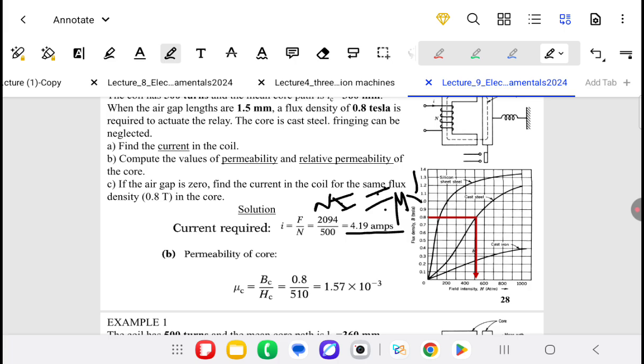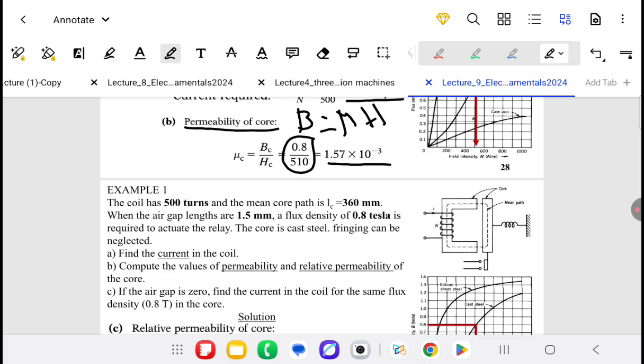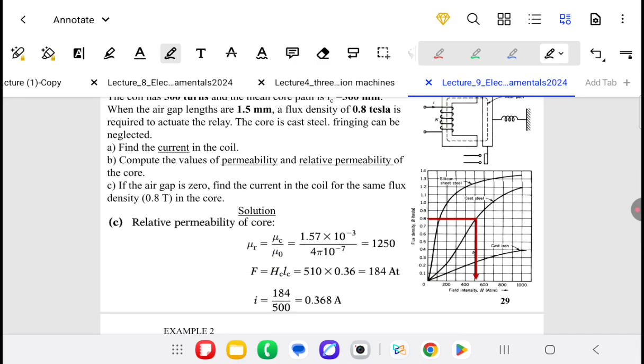The second requirement is the permeability of the core. We have B equals mu times H. We have B and H here, so we can get mu by dividing B core by H core: 0.8 divided by 510. We have mu core equals 1.57 times 10 to the power negative 3. After that, we need to get the relative permeability. If we divide the permeability of the material by the permeability of free space or air, we get mu r equals 1250.